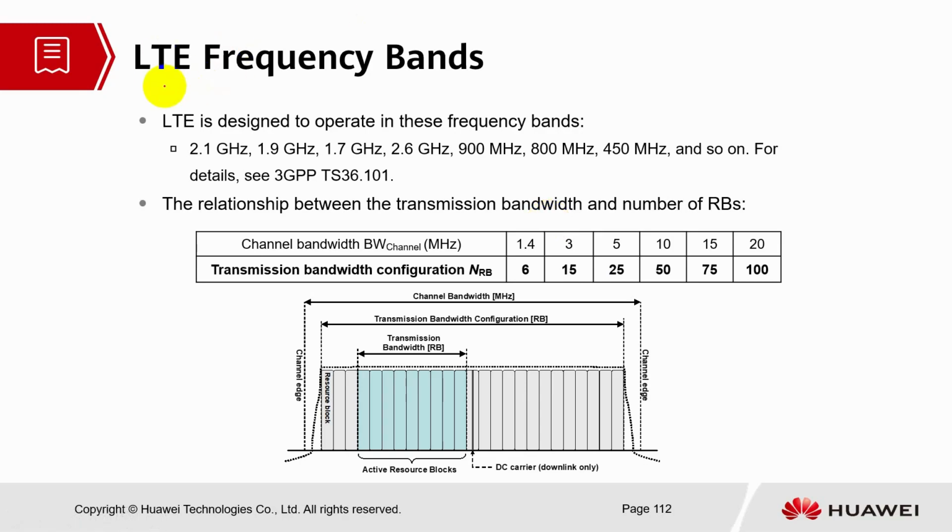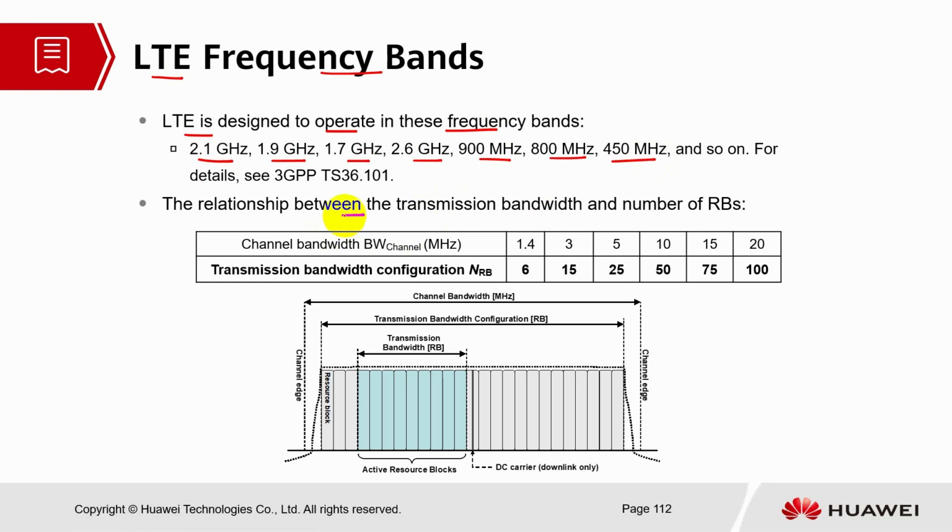So let's look into the LTE frequency band. LTE is designed to operate in these frequency bands. Basically 2.1 gigahertz, 1.9 gigahertz, 1.7, 2.6, 900 megahertz, 800 megahertz, 450, and so on are allowed. These are all from the 3GPP standard.